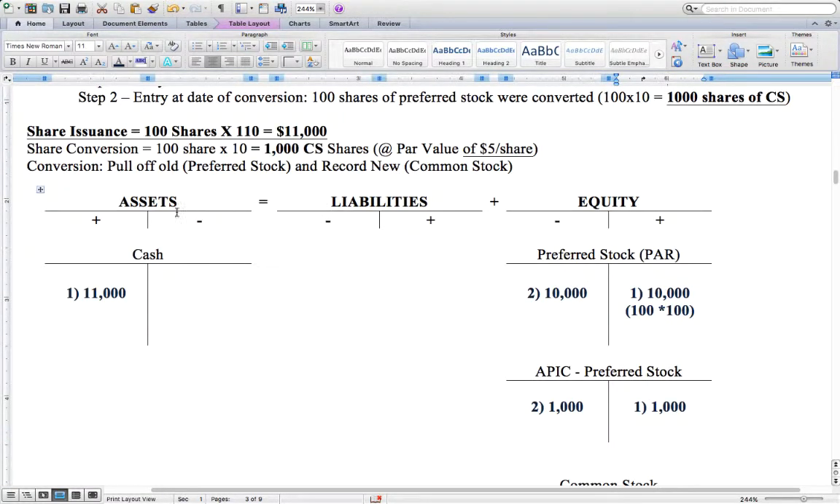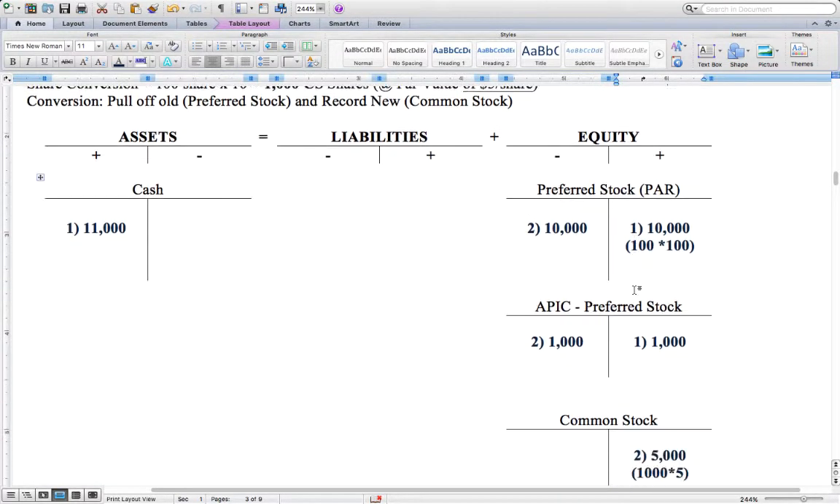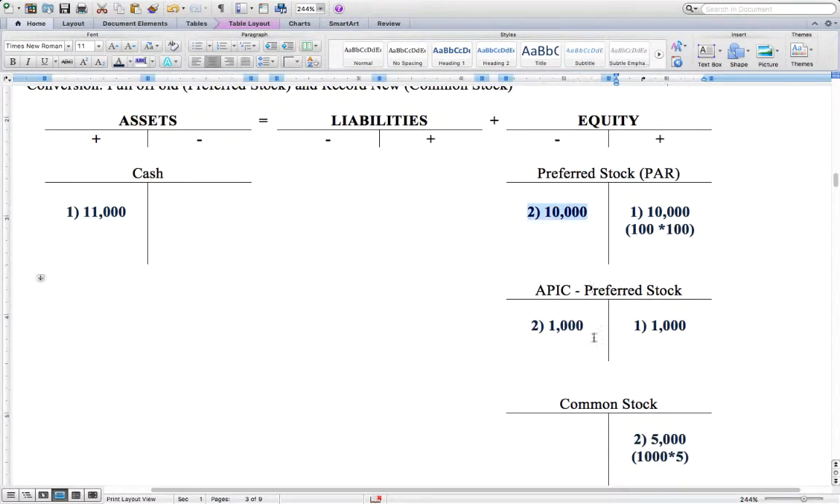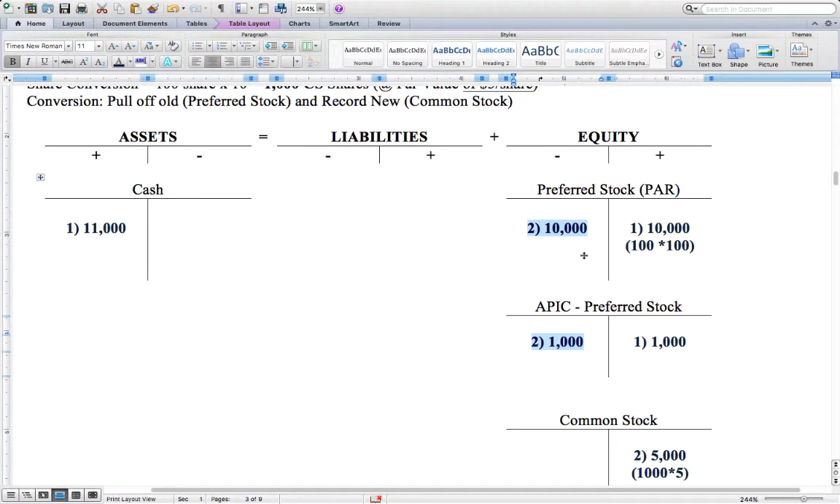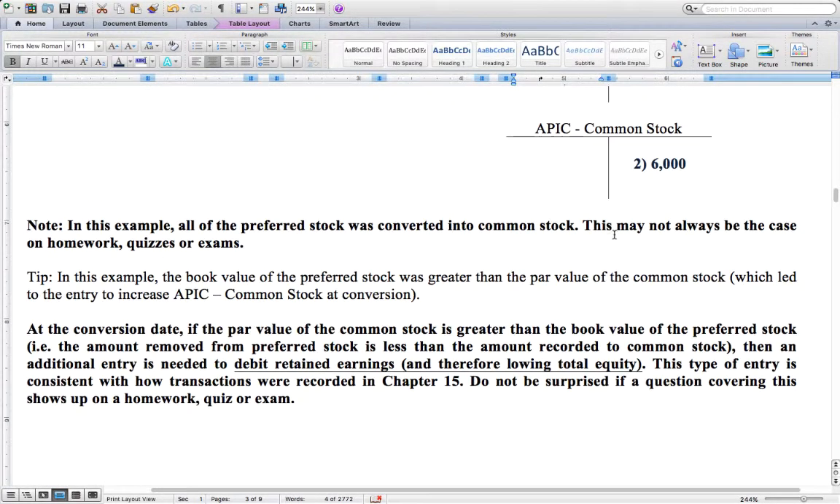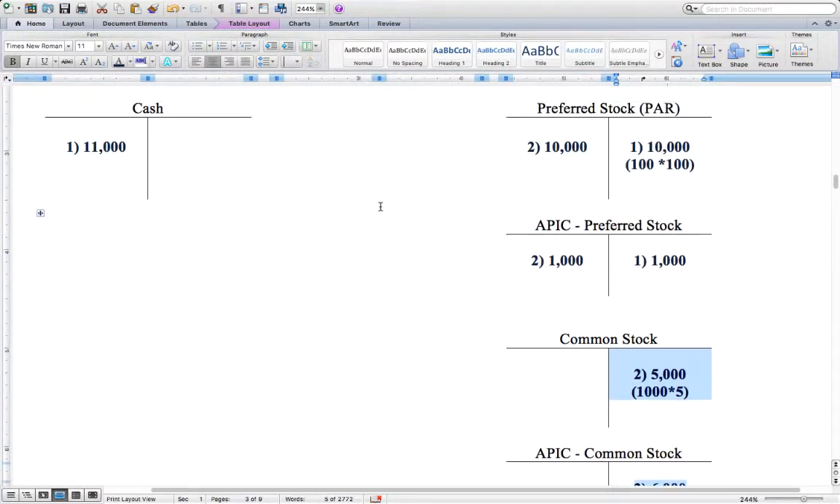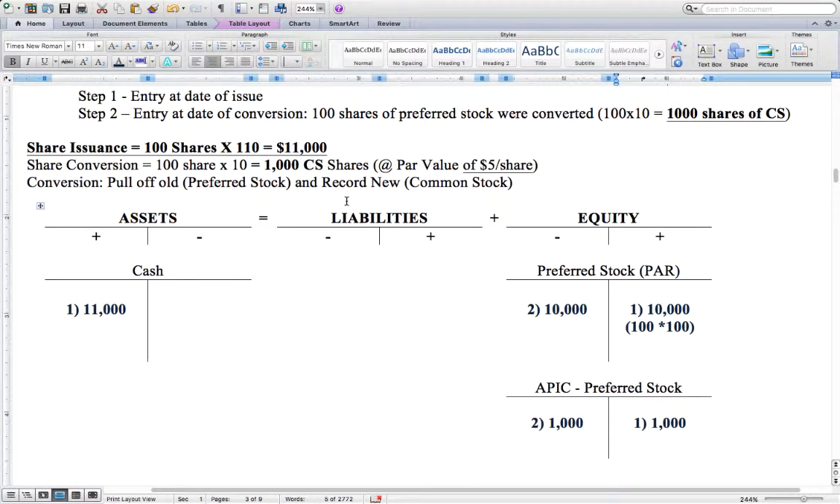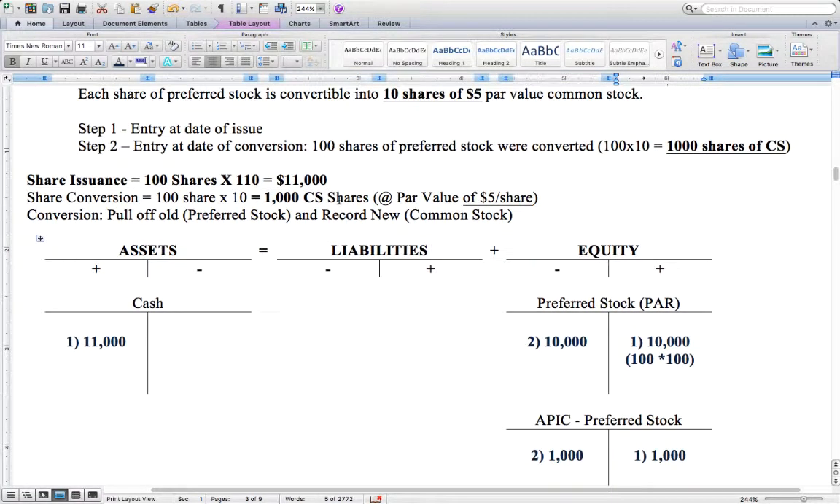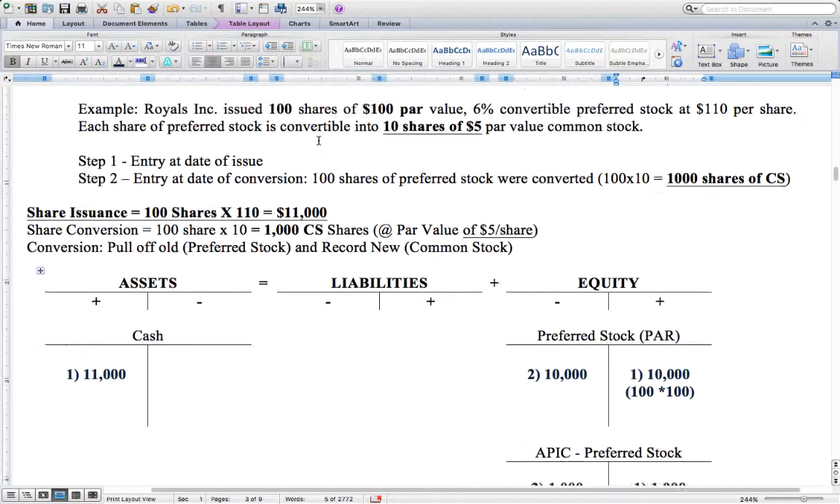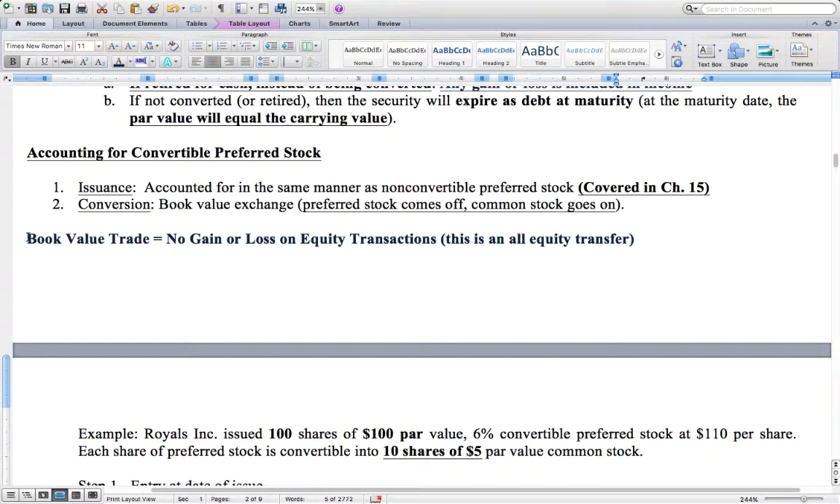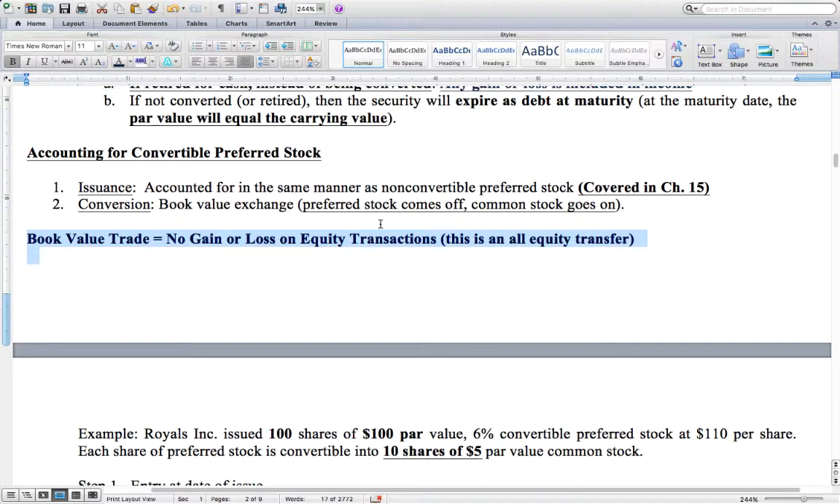As you can see, to our formula here, assets equals liabilities plus owner's equity, these all offset each entry, 1 and 2. So as 2, we pulled off all of the preferred stock that was related to the convertible preferred stock, and we recorded the entries to common stock accordingly. This is very basic in nature, in that the key thing to remember with convertible preferred stock is at the conversion date, it is a book value trade and there is no gain or loss on the equity transaction. It is simply pulling the preferred stock off the book and the common stock going on the book.